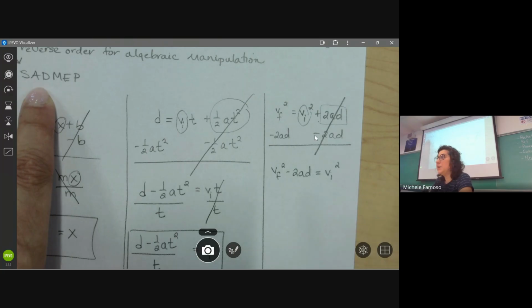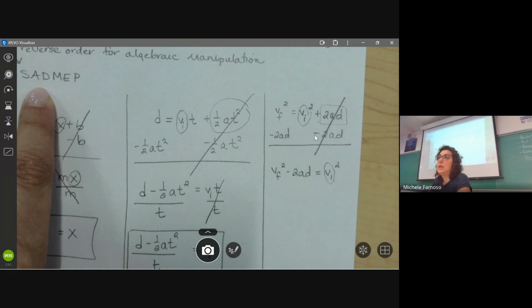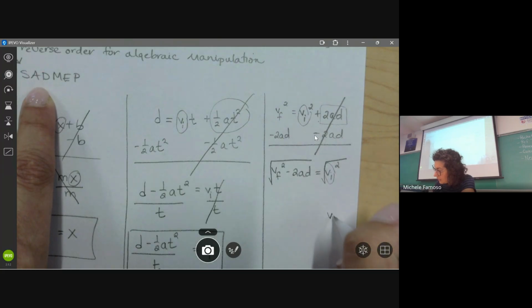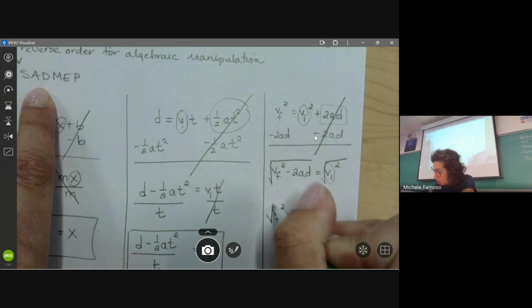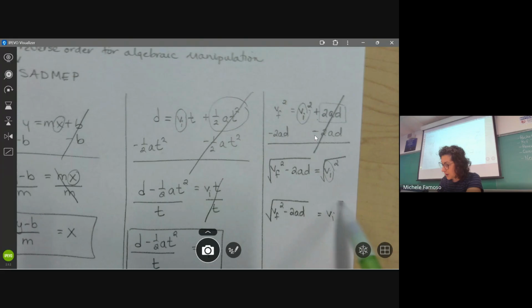Now, I don't want VI squared. I told you to solve it for VI. How do we undo that square? Yeah, take the square root of both sides. Leaving us with the equation VI is equal to VF squared minus 2AD, but all of that is under the radical. We do not simplify it any further. That is the final answer.